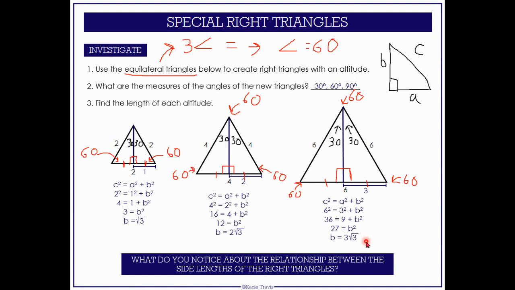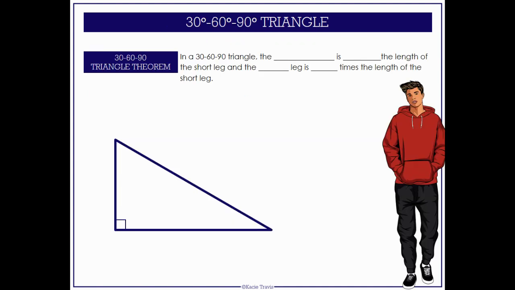So let's officially talk about what is the 30, 60, 90 degree triangle. In a 30, 60, 90 degree triangle, the hypotenuse is twice the length of the short leg, and the long leg is the square root of 3 times the length of the short leg.